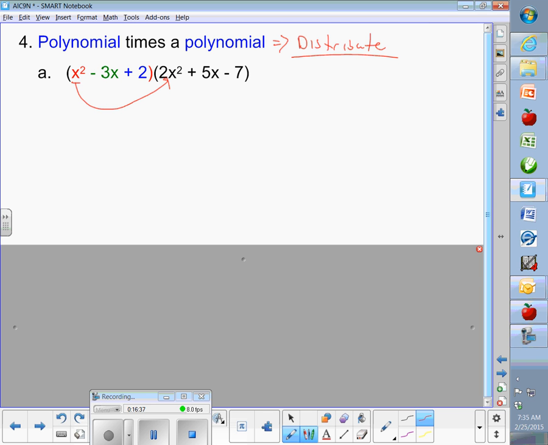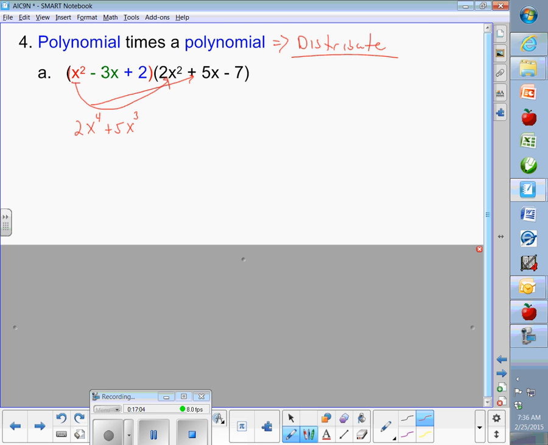What's an x squared times a 2x squared? That's a 1 in front of the x, right? It's not shown. 1 times 2 is 2. X squared times x squared, x to the fourth. Okay, second distribution. X squared times 5x. 1 times 5 is a positive 5. X squared times x, x cubed.